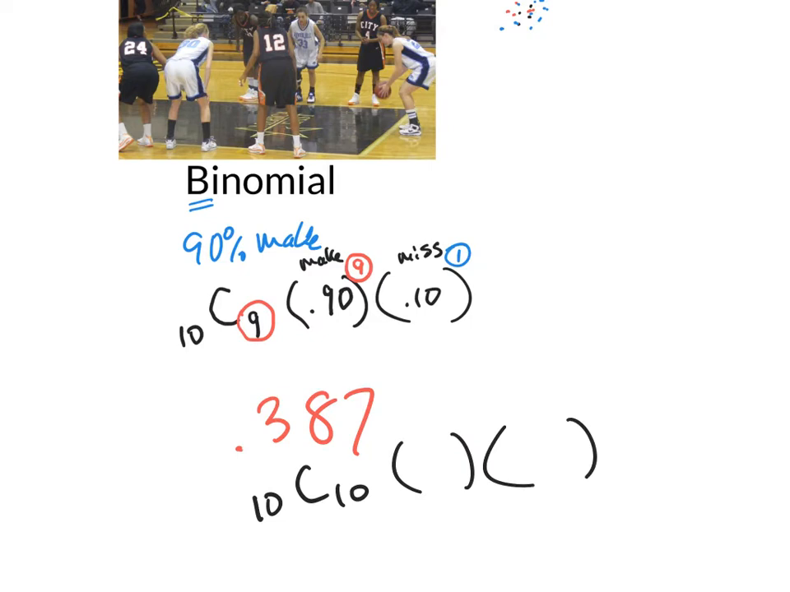Recycling up to Adele. The first parenthesis, wouldn't it be 1.0 to the power of 10? All right. The first parenthesis is the 0.9, and the second one is the 0.1. Just to clarify, those are the two chances that this person has of making or missing.